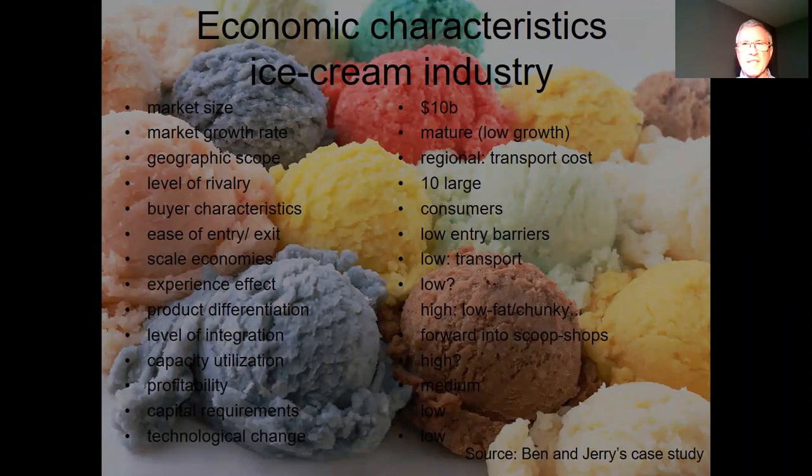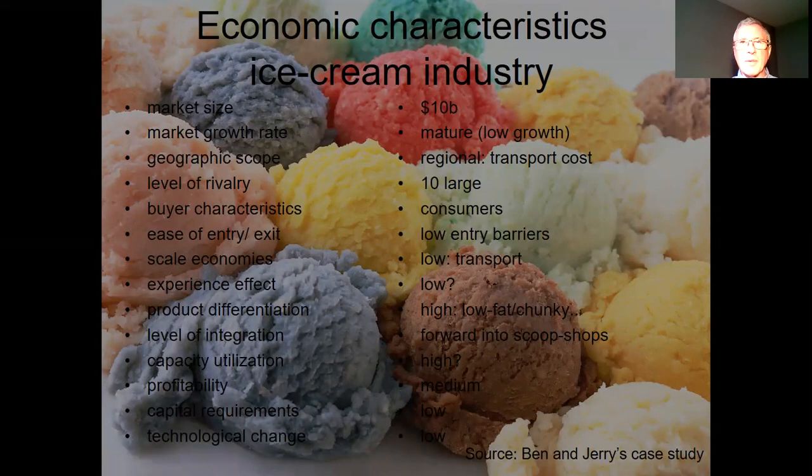Hello. Malcolm Brady here of Dublin City University. I'm going to talk to you today about the analysis phase of strategy making, in particular external analysis, looking at the economic characteristics of the industry that you're competing in, and looking at the macro environment of that industry as well. So there are two things we're going to look at today.